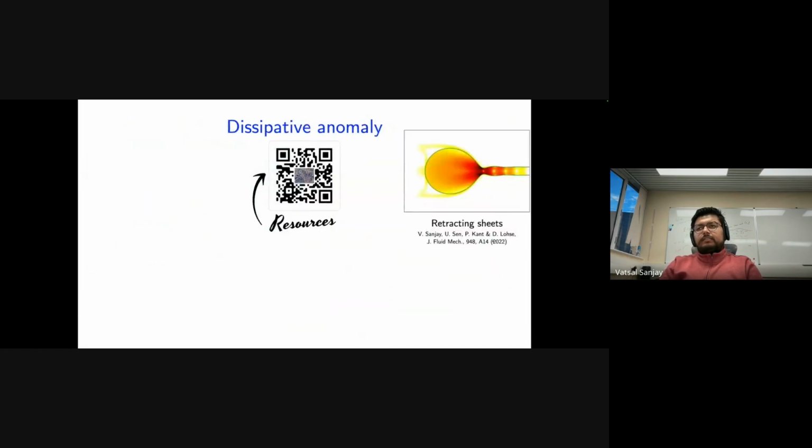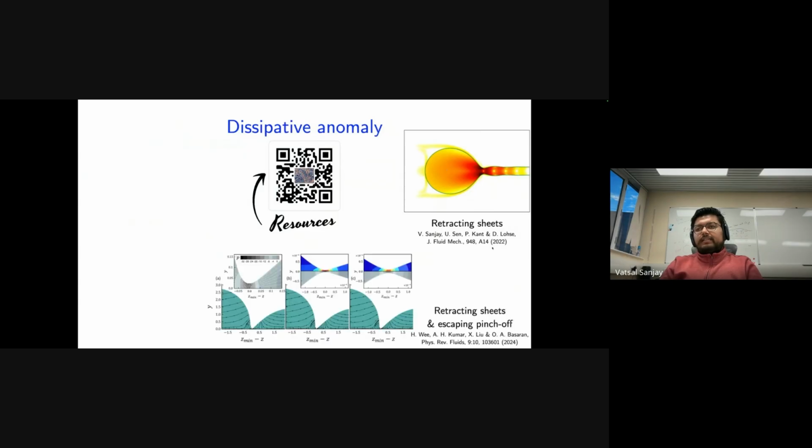And there are in fact other systems. So this was a retracting sheets system. There is another. Recently, there have been some papers about retracting sheets and escaping pinch-off, where the authors have shown that indeed this limiting case of Ohnesorge going to 0 and Ohnesorge equals 0 give you very different results, and that's because of the presence of these high viscous stresses close to the neck over there.